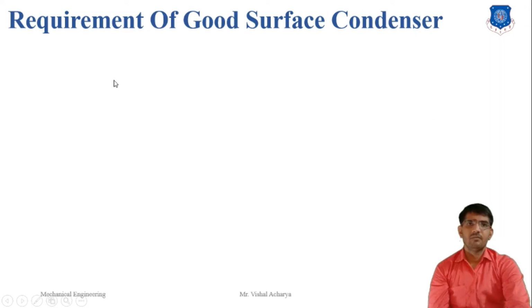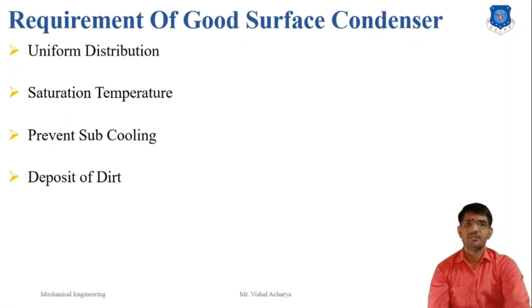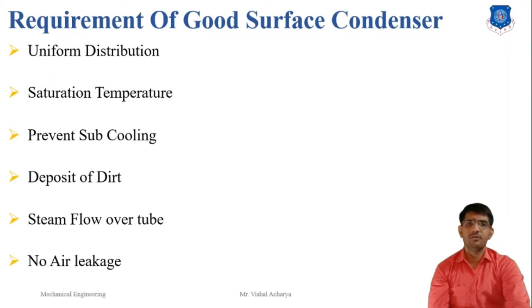Some ideal conditions for a good surface condenser: uniform distribution, saturation temperature, prevention of subcooling and of the deposit of dirt, steam flow over the tube, and no air leakage.